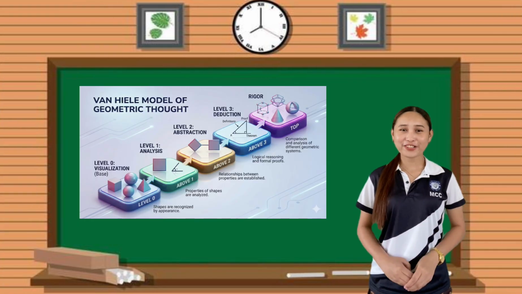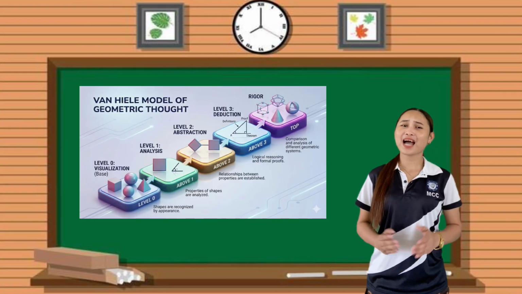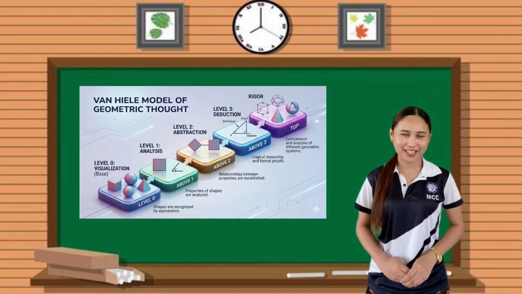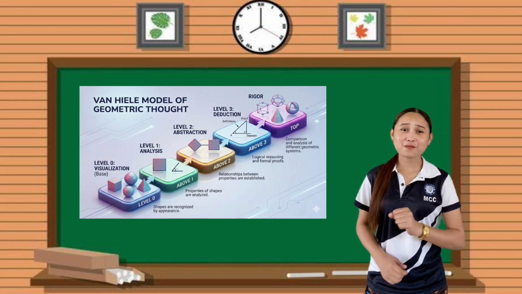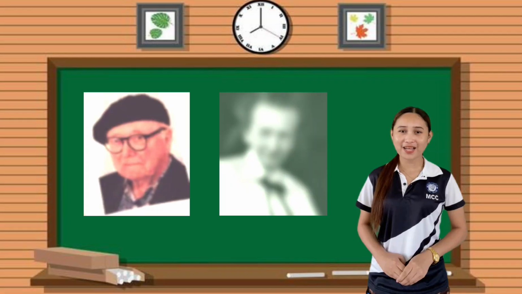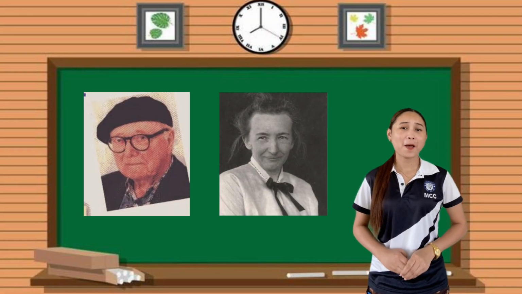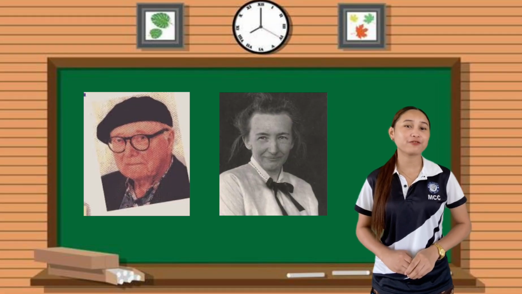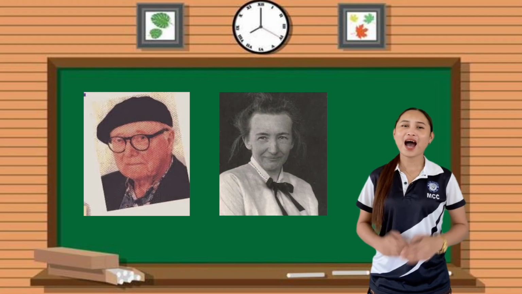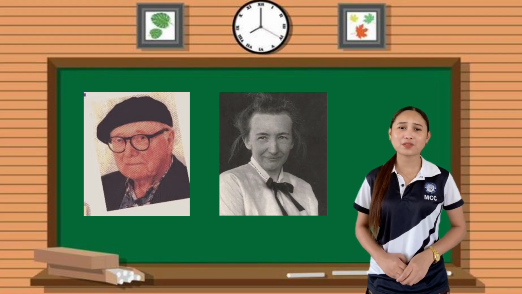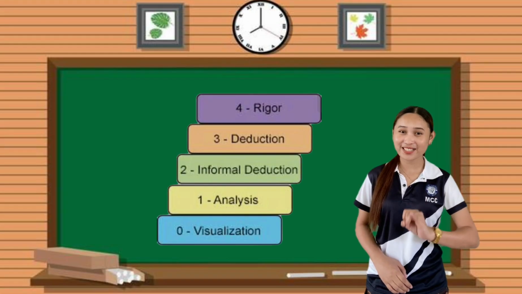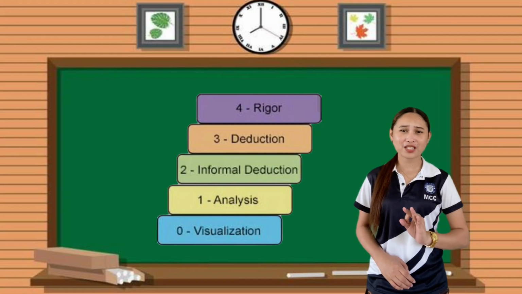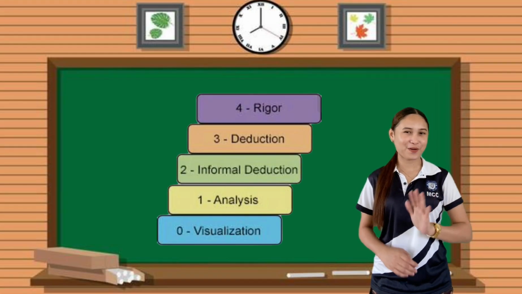The Hiele model is a model that explains how students learn geometry, focusing on the progression of geometric thinking. This model, developed by Dutch mathematics educators and researchers Pierre van Hiele and his wife Dina van Hiele, outlines a hierarchical system of 5 levels of geometric thinking: visualization, analysis, abstraction, formal deduction, and rigor.